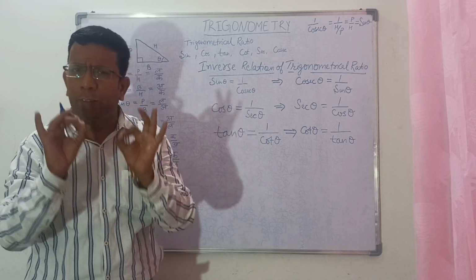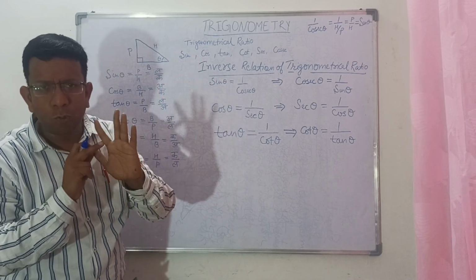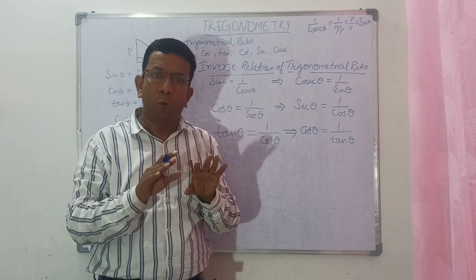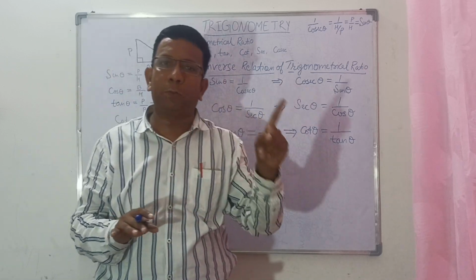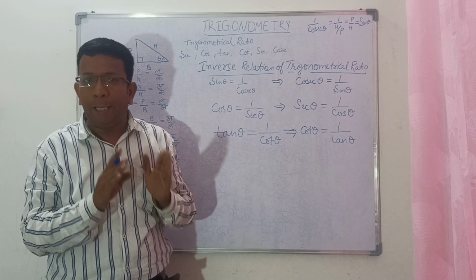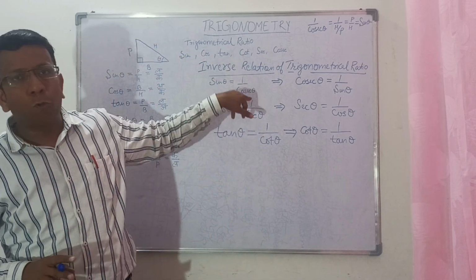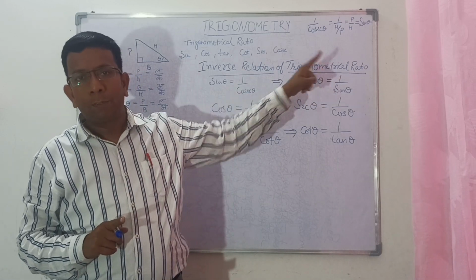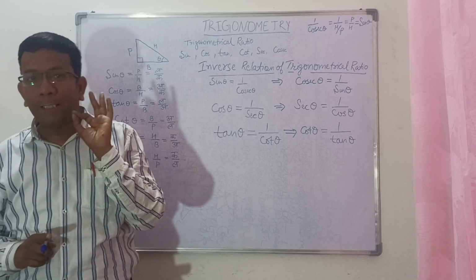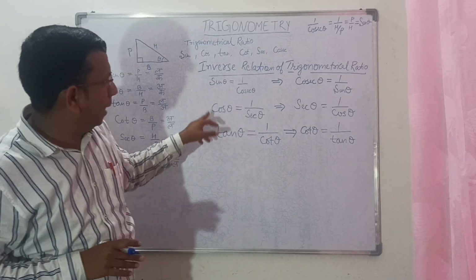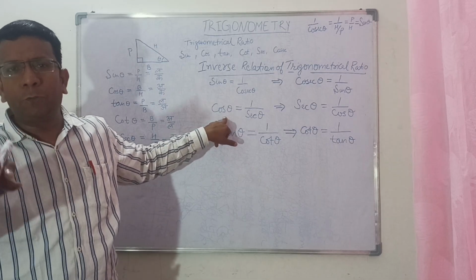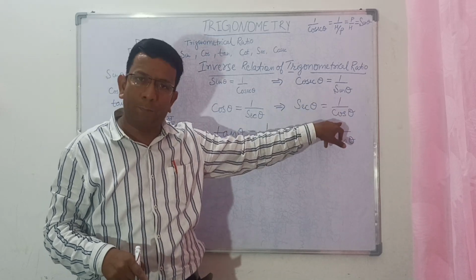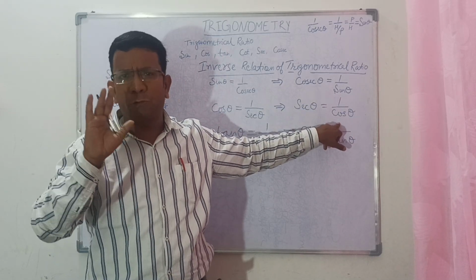Let's remember just two things: sine and cosec are both inversely proportional to each other. That means if you say that sine theta is equal to 1 by cosec theta, then we can say cosec theta is equal to 1 by sine theta. Exactly the same way, cos theta is equal to 1 by sec theta, and so on, sec theta is equal to 1 by cos theta. I think that you can understand it very well.